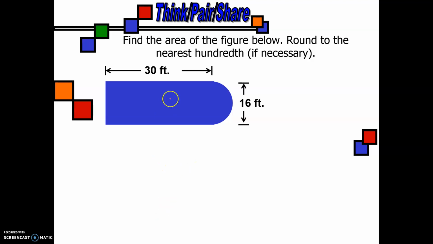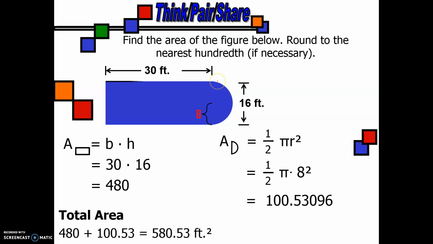All right, so here notice we've got this rectangular portion right here, and it looks like we have another semicircle at the edge here. There isn't one on this side, it's just one semicircle here. So what you want to do is divide this into a rectangle and a semicircle. And notice for the rectangle, you're going to go base times height. 30 times 16 is 480.